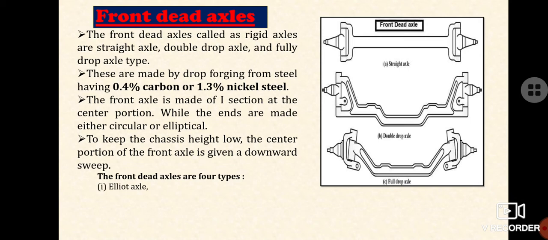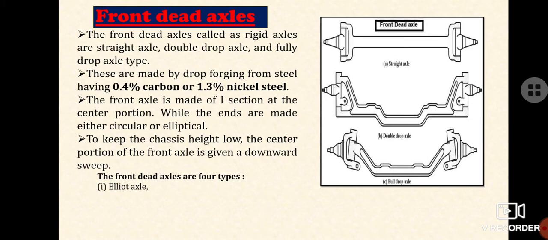The front axle is made up of an I section at the center portion, while the ends are made either circular or elliptical. To keep the chassis height low, the center portion of the front axle is given a downward sweep.